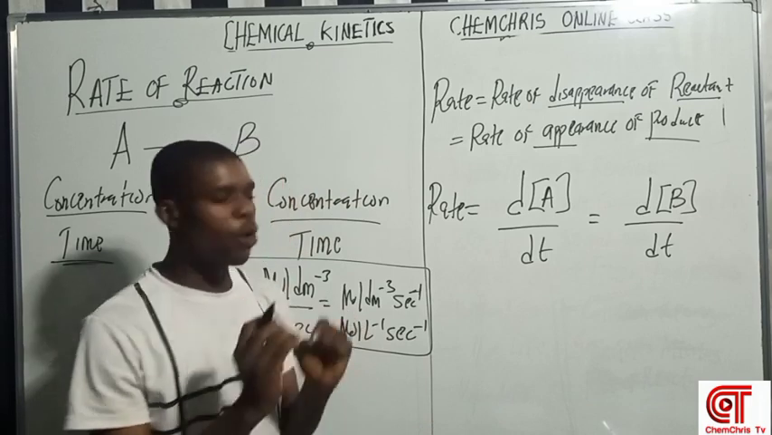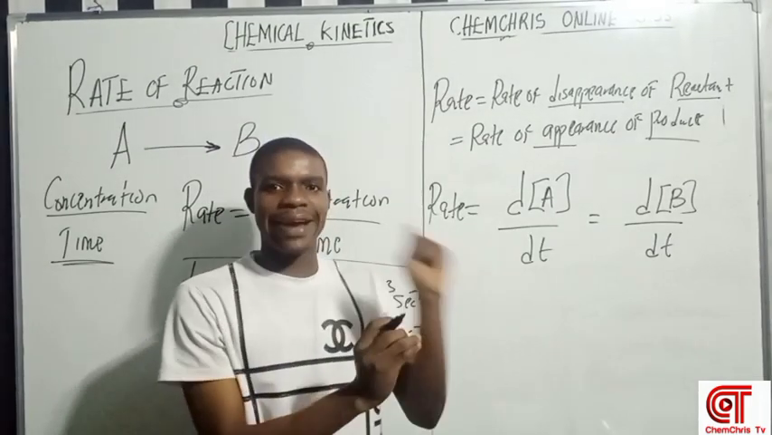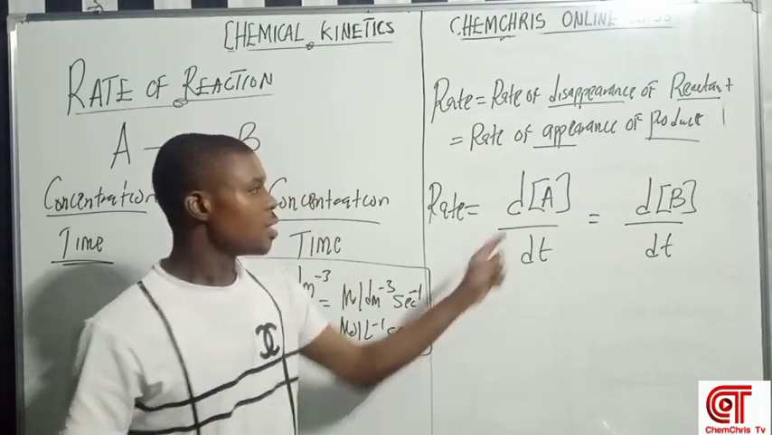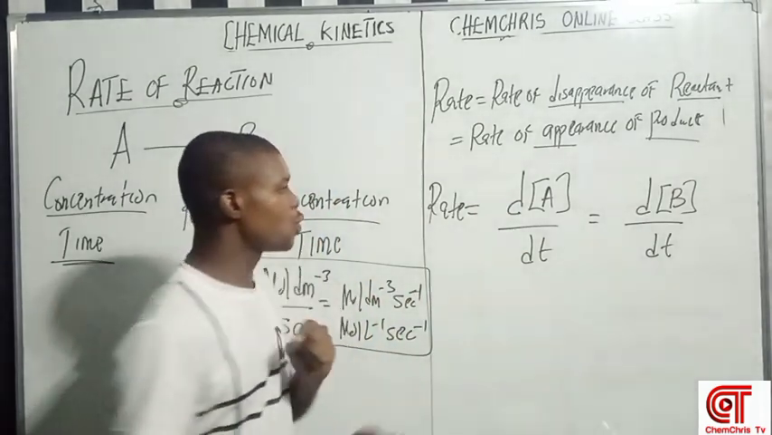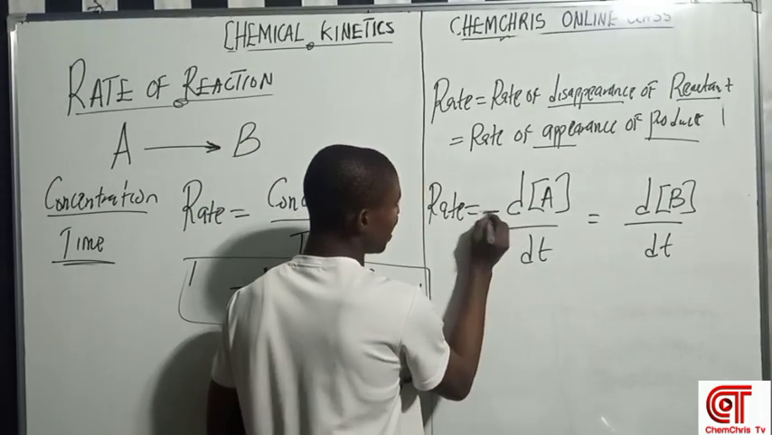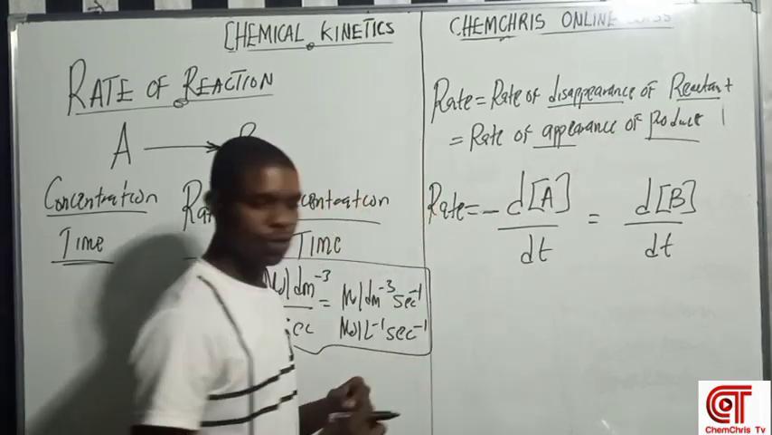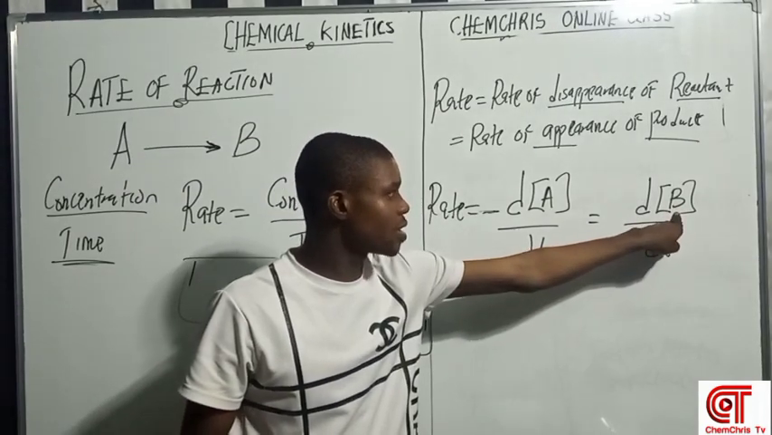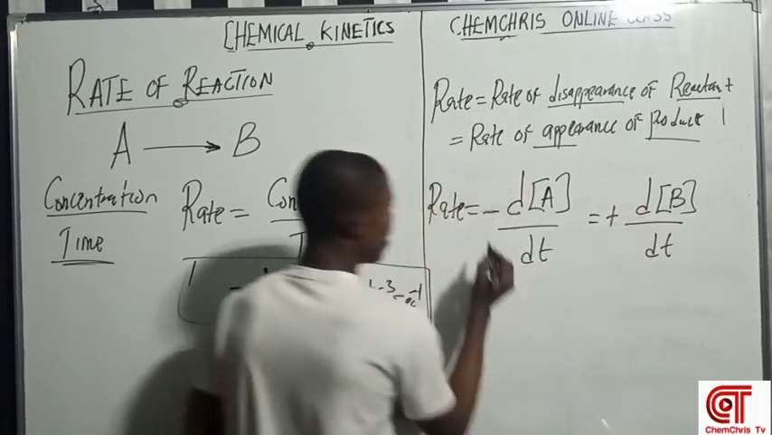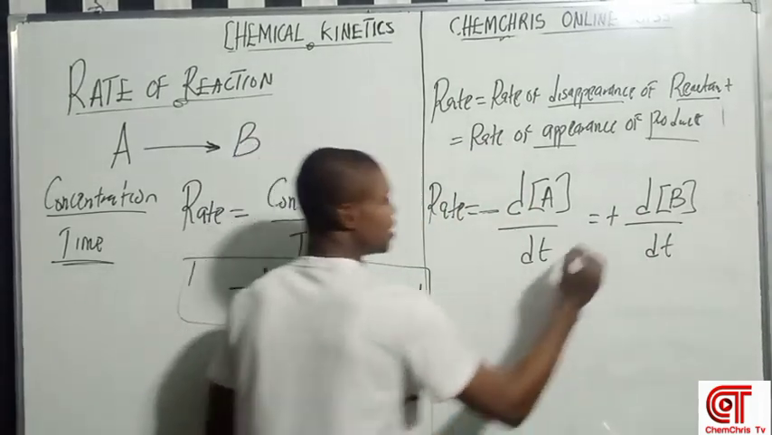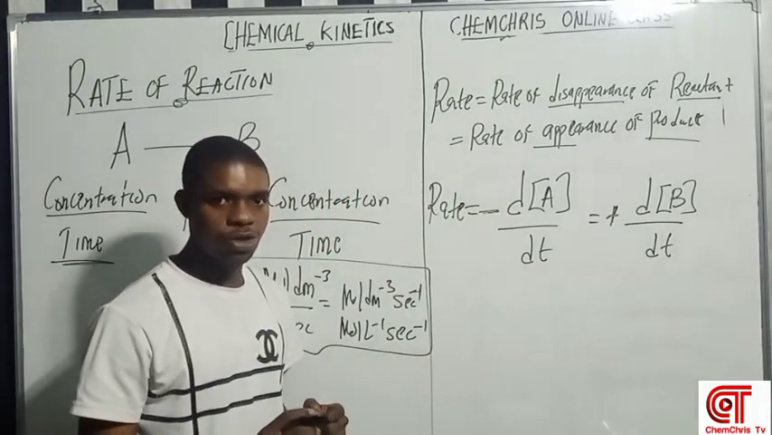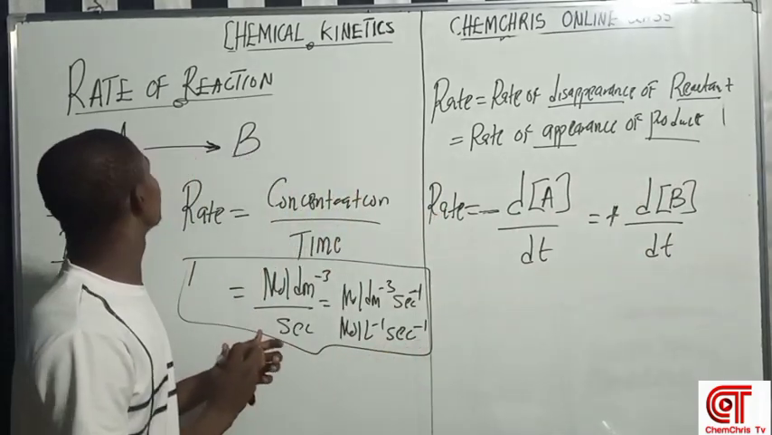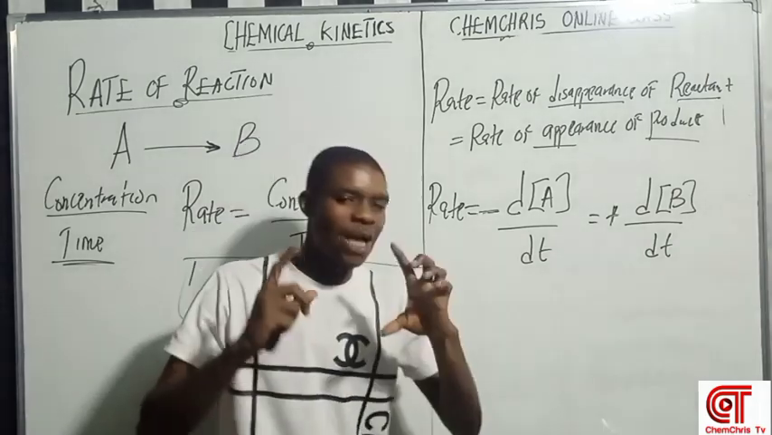Now, but understand that the reactant is decreasing while the product is increasing. So to signify that the reactant is decreasing, you put a negative sign here. This negative sign shows the disappearance of the reactant. Do you understand? So it's very, very important to indicate this here. Then for the product side, you're going to go positive. Now, this minus means disappearance. This plus means appearance. Do you understand now? So you want to put this in mind when you are calculating the rate of reaction.